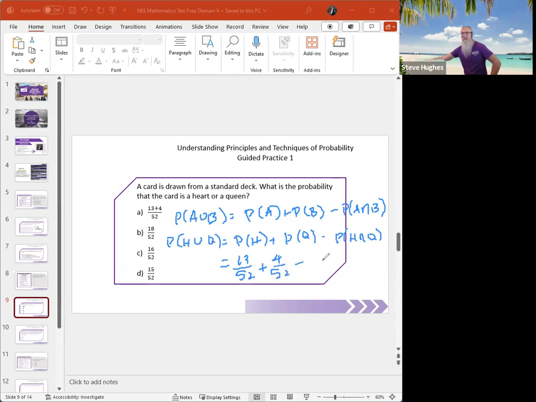And is there a place where you have a heart and a queen? Yes, there is a queen of hearts. How many is that? That is 1 of the cards. So that's 13 plus 4 is 17 minus 1 is 16 over 52. So 16 over 52 is the probability that you select a card which is either a heart or a queen.